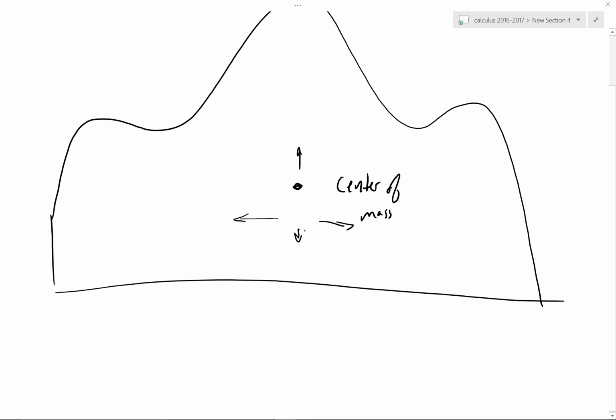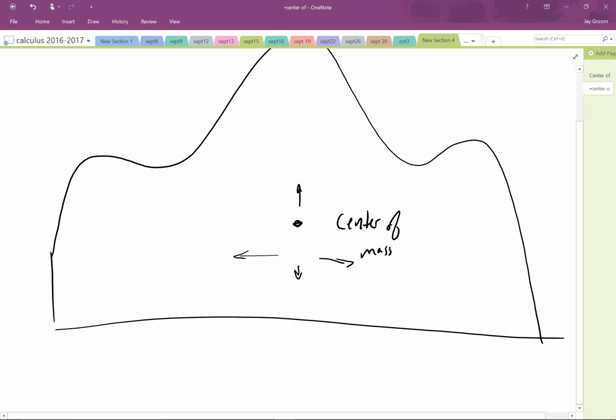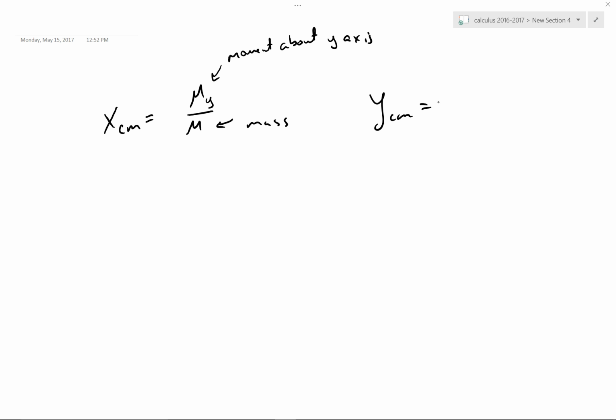So can we find out where that place is? Yes, and we are going to today. A couple of things we're going to look at today. For instance, we will look at the x center of mass, the way your book writes it. I don't care for the way they write it, but I'll write it the way they do so you don't get confused. So this is the moment about the y-axis, over the mass. And the y center of mass is the moment about x over the mass.